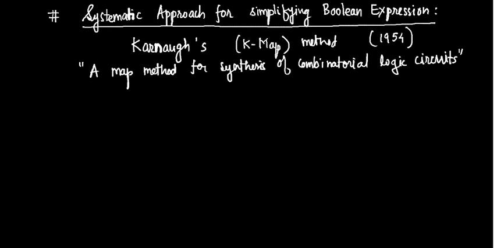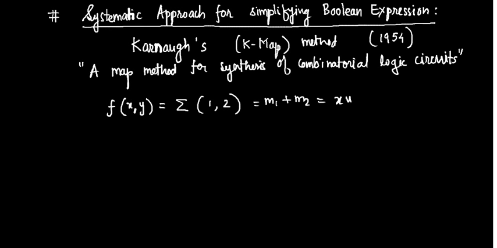Say for example an expression has been given. Let's say it is f of x, y, equal to sum of 1, 2. What does it indicate? It's m1 plus m2, where m1 is nothing but x bar y, and m2 is nothing but x y.